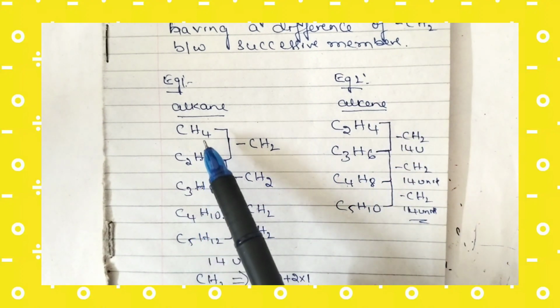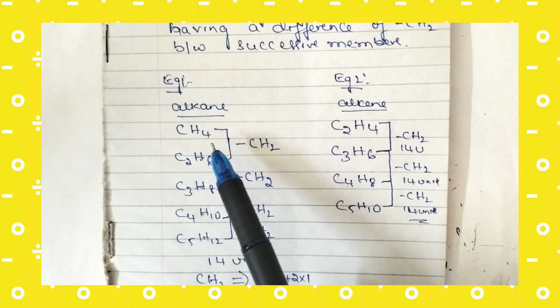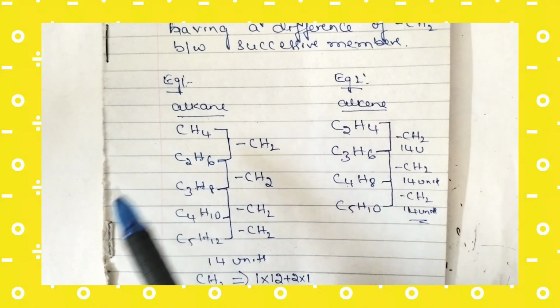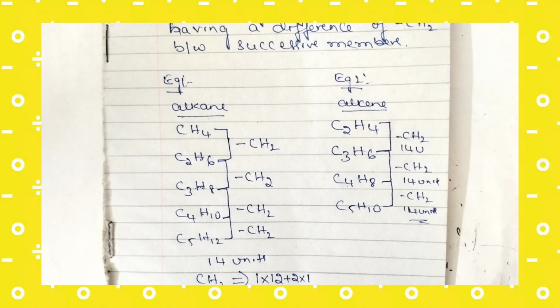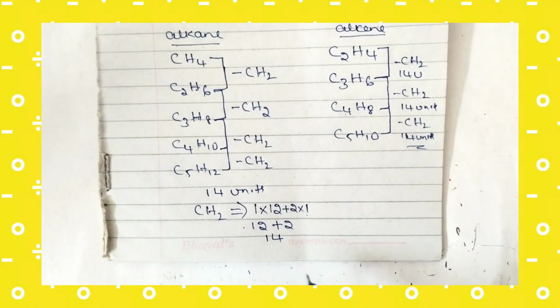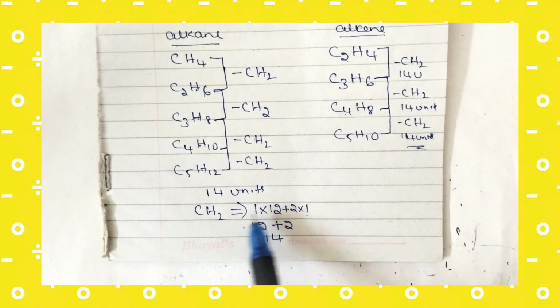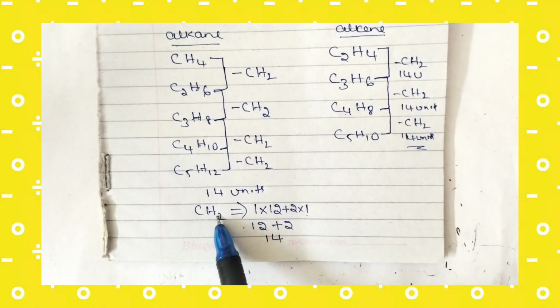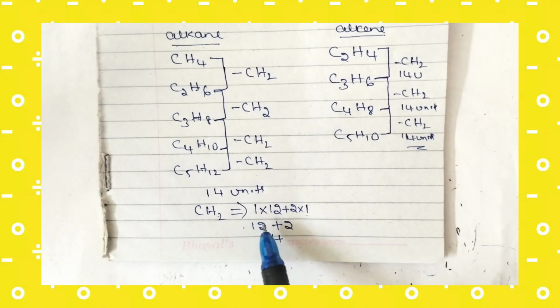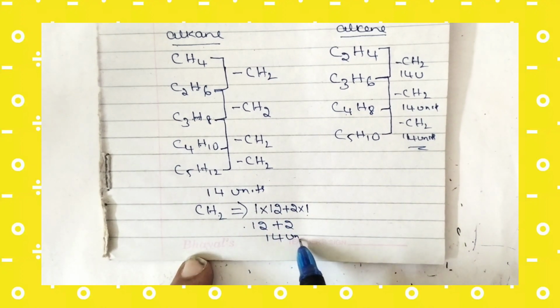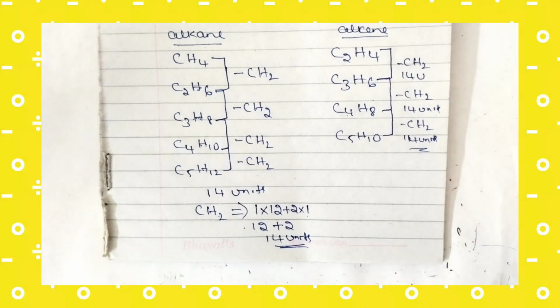So the difference between successive members is either CH2 or 14 units. So this is called a homologous series. How did 14 units come? How many carbons? 1, atomic mass 12, plus how many hydrogens? 2, atomic mass 1. So 12 plus 2 is 14. So the difference between successive members is 14 units.